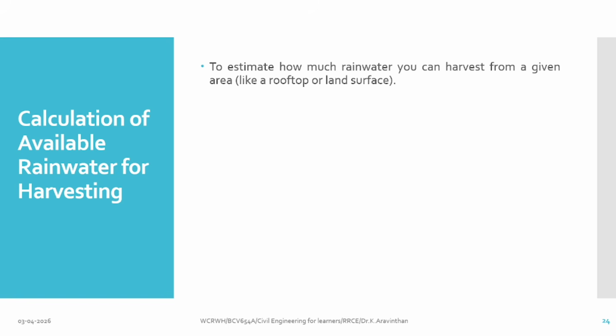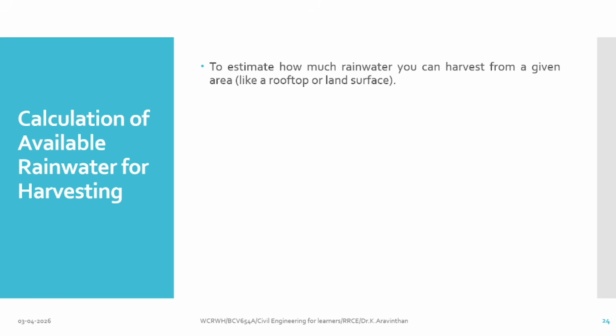Calculation of available rainwater harvesting. We will take some 2 or 3 problems and understand how to calculate the volume of water which could be saved, in terms of liters, for rainwater harvesting. Estimate how much water you have harvested from a given area. It might be a rooftop or a land surface.